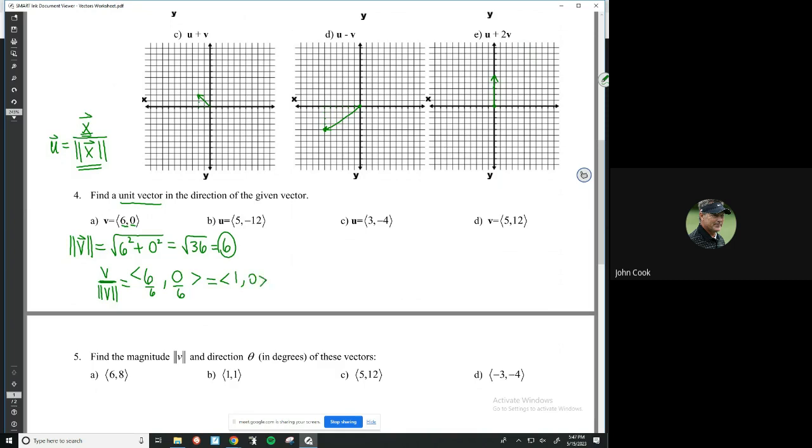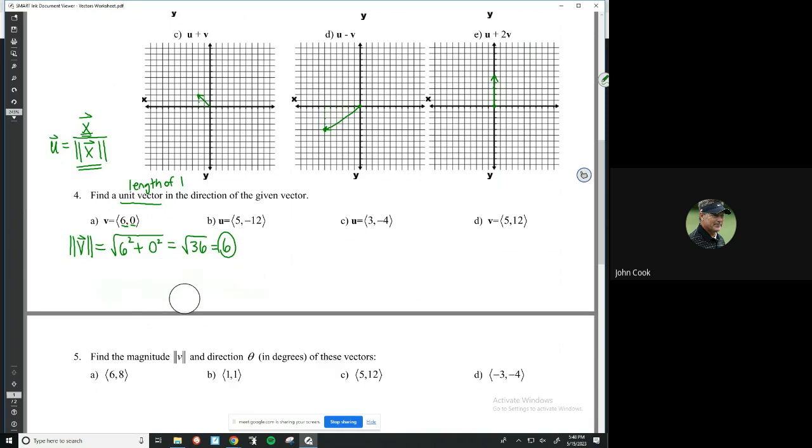What a unit vector does is that it takes the same exact vector, but then it shrinks it down into what we call a unit, or in other words, it has a length of 1. And sure enough, if you were to take this vector over here and find its magnitude, it would be guaranteed to be 1. Okay.